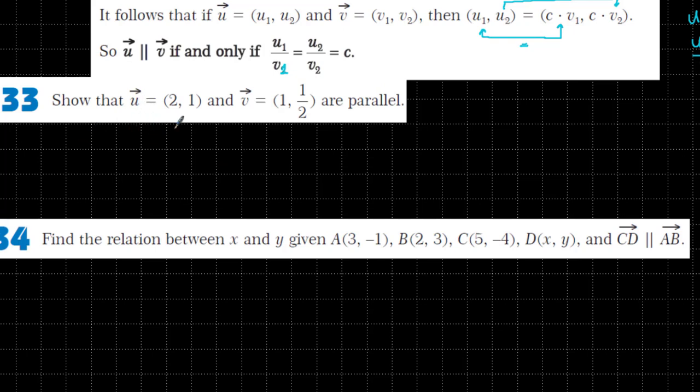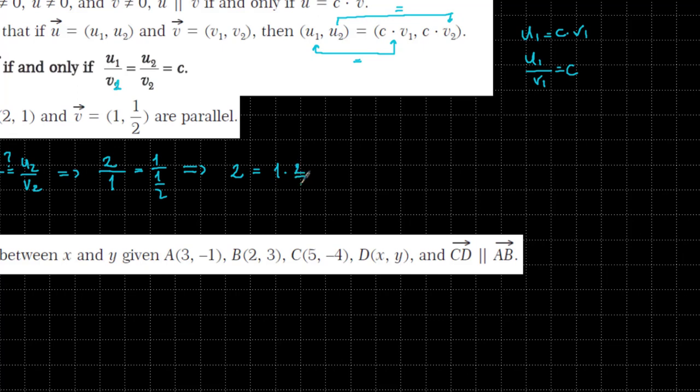Here two vectors are given and it's asking us to show the vectors are parallel. What are we going to do? We are going to divide u1 over v1. The condition is u1 over v1 should be equal to u2 over v2. Are they equal to each other? Let's see. u1 over v1 is equal to 2 over 1, and the other one is equal to 1 over 2 over 1.